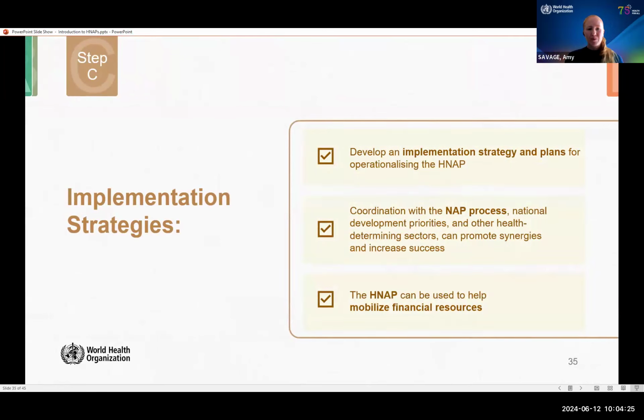So once we've identified a range of adaptation actions and we've prioritized those considering a range of criteria, we want to implement the actions. So first we want to develop an implementation strategy and plan to operationalize our Health National Adaptation Plan. And we would recommend that that is quite detailed. As I mentioned before, what is the time frame? Who is responsible? What are the actions that need to be undertaken to achieve that overall adaptation intervention?